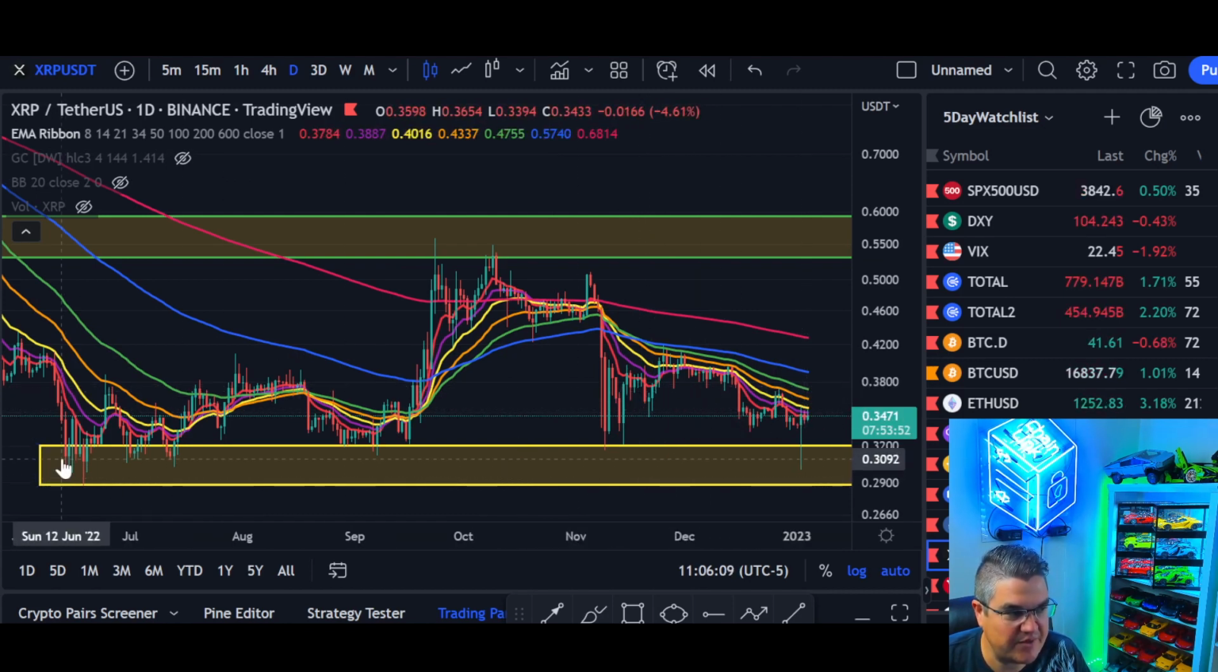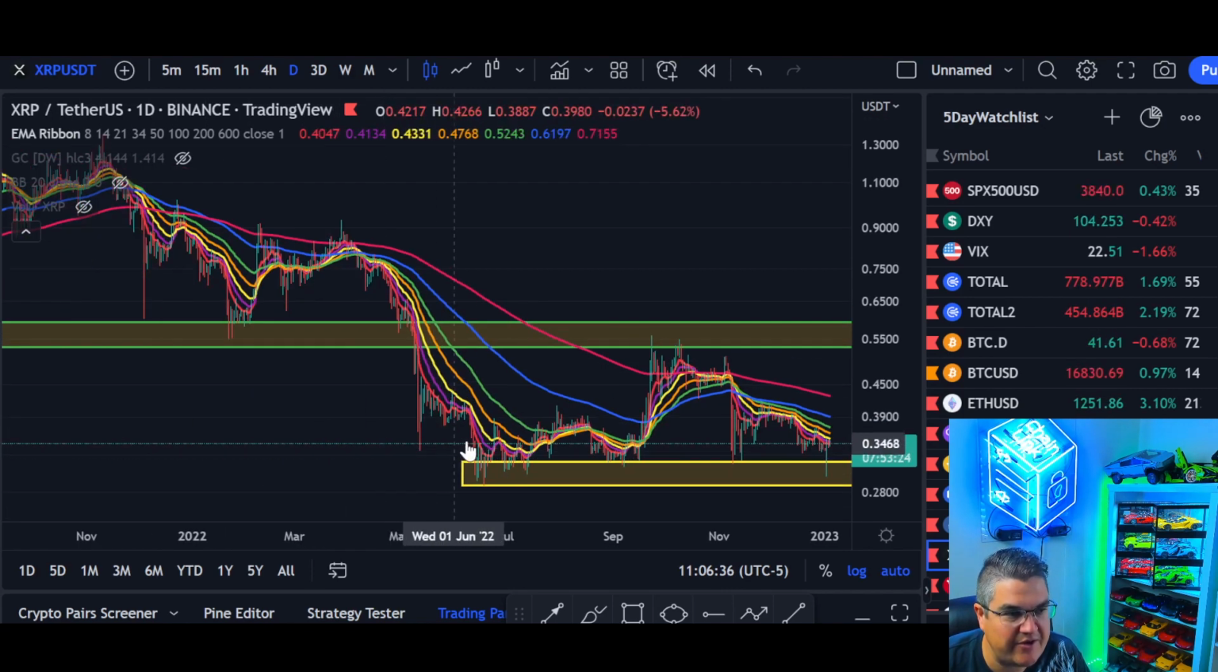So support zone that we've hit all the way back since June, starting around 32 cents, going all the way down to about 28, 29 cents. And the more touch points you have on a line or a zone, the stronger that area is. And how many do we have? Well, we have an area just recently, a couple days ago, again in November, previously September, and all the way back to June, where we built our little base support zone here.